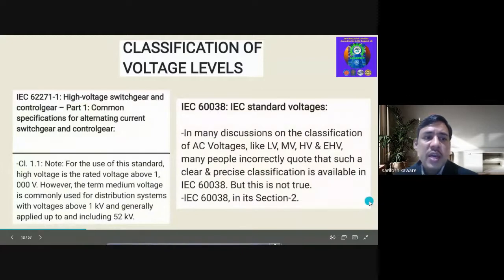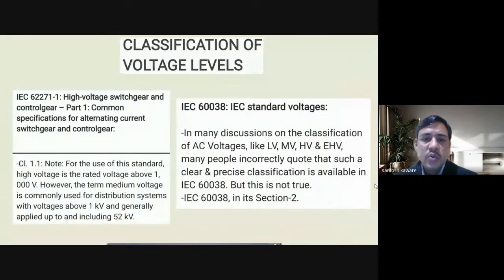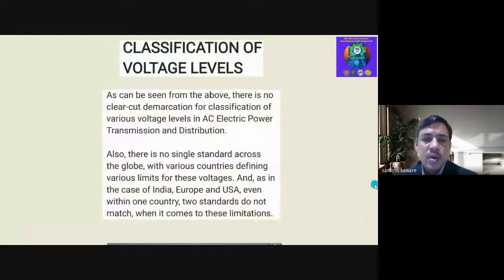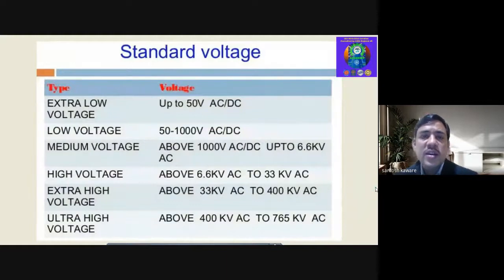Again, there are standards IEC 62271-1 and IEC 60038. So these are also some of the standards that define this classification of voltage levels. But if you see, there is still nothing clear-cut across the globe. There is no uniformity in these standards. But from all this discussion, I have tried to choose the best, so that we can go with these standards.